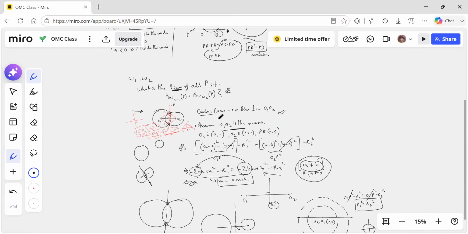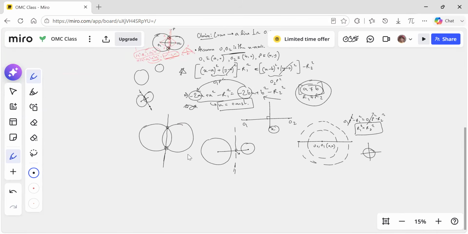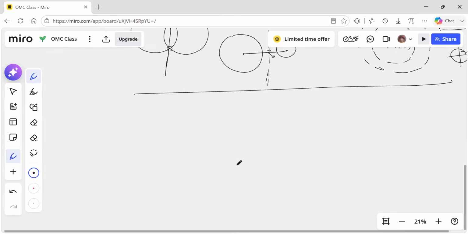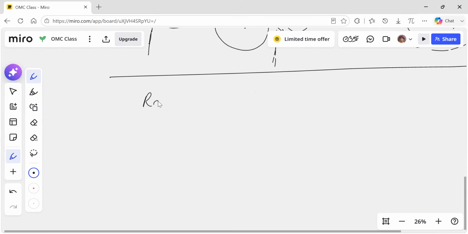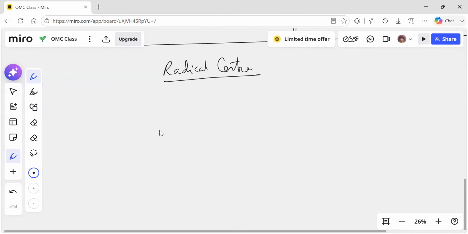Okay, so now that we are done with radical axis, let's do radical center, the next logical step. So we had two circles and we had a great time. Now let's introduce three circles. So let the circles be omega 1, omega 2, and omega 3.